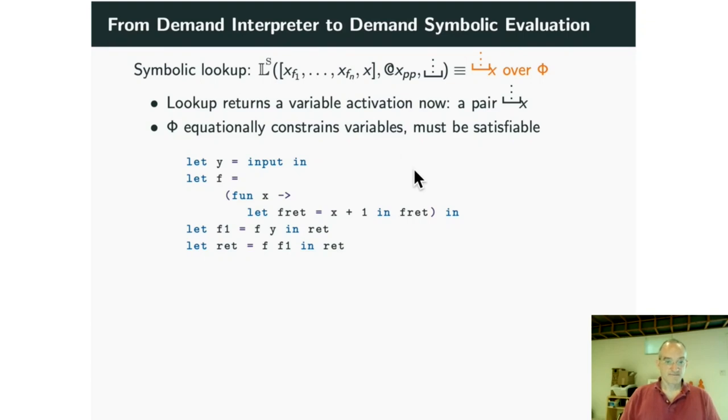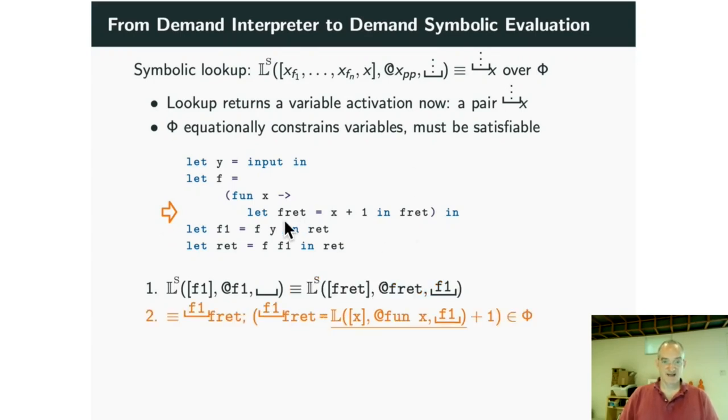So let's run that on the same example, the same lookup of F1's value. So we go into fret and look up fret's value, and we can immediately see it's right there. It's X plus 1. So this time we're going to return a variable. And remember, the variables are indexed by the call stack. So this variable is indexed by F1 in this case, because that's how we came into this function. So that's, in fact, the result of the lookup.